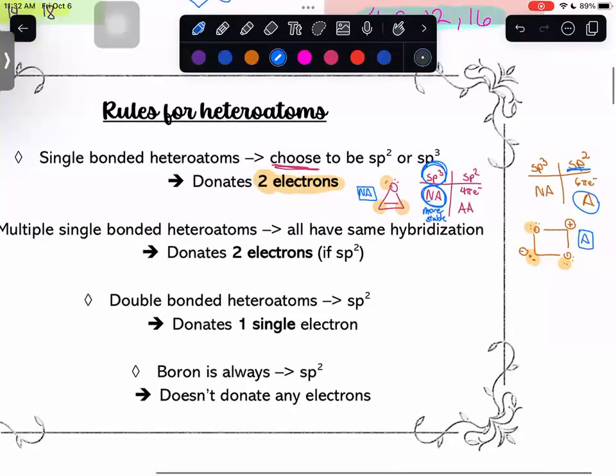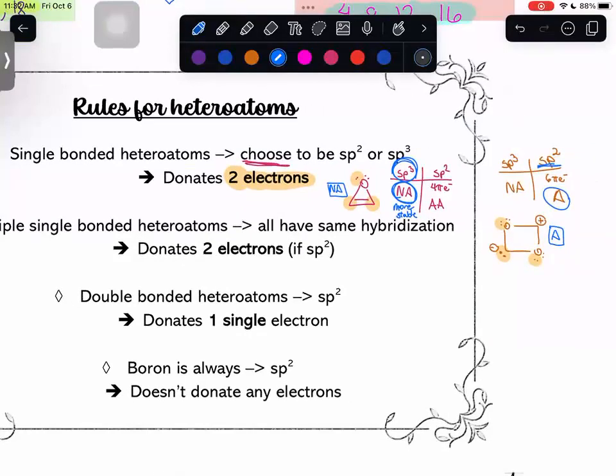Okay, are we ready to see the third rule for heteroatoms? Sure, we're not that excited. I know it's a lot.